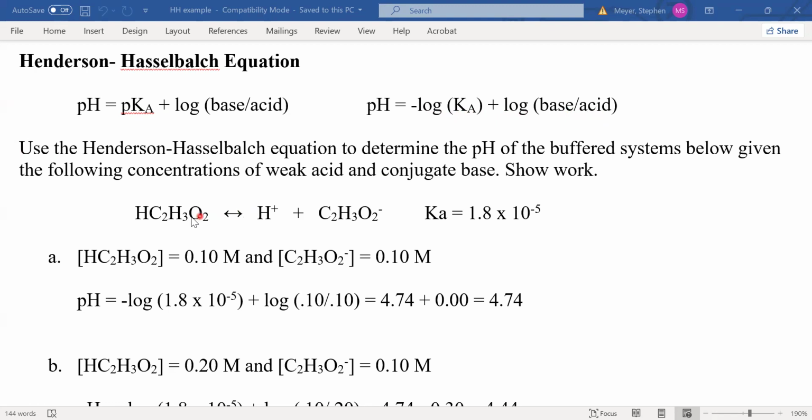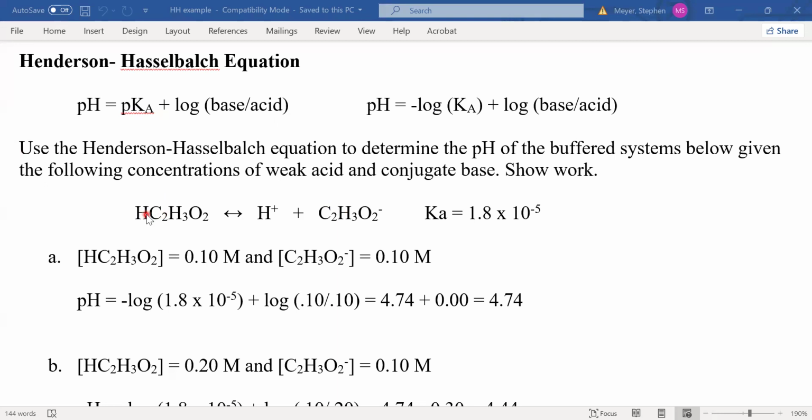Now, buffer systems have a weak acid and its conjugate base. And the reason they don't get affected much by changes in acid or base is because it contains both an acid and a base component. So if you had a strong acid, the base converts the strong acid to a weak acid, lessening the effects on pH. If you had a strong base, this extra acid converts part of that strong base to weak base, again lessening the effects on the pH.